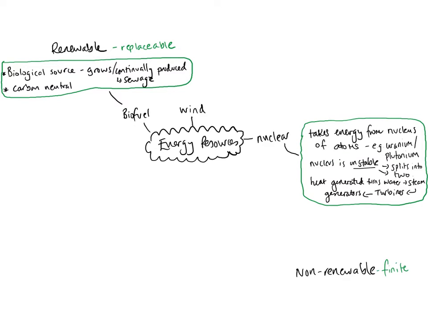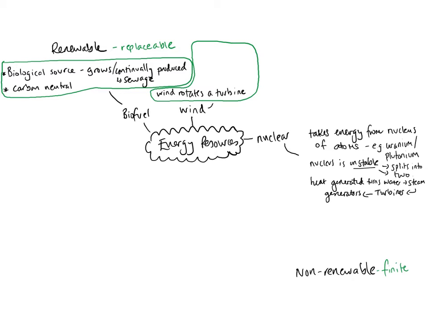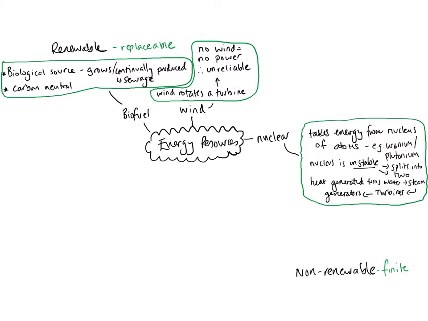This will then turn a turbine, and the turbine will turn a generator, which of course gives us our electricity. On to wind. The wind turns a turbine, and you've probably seen quite a few of these in fields as you go along roads. However, sometimes there's no wind, and this of course means there's no power that's generated. So we might consider wind to be an unreliable energy resource.